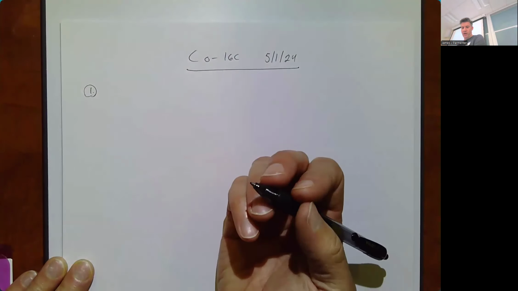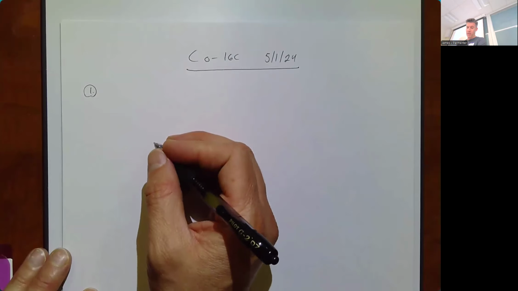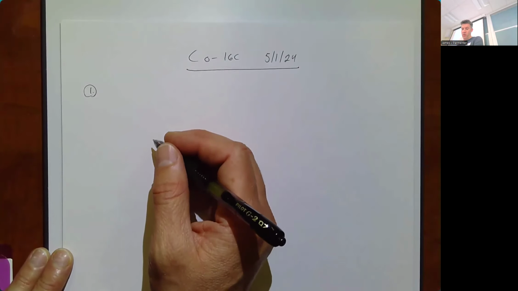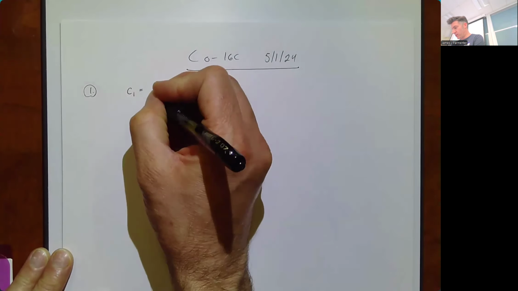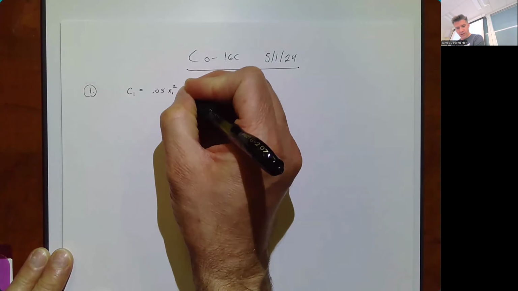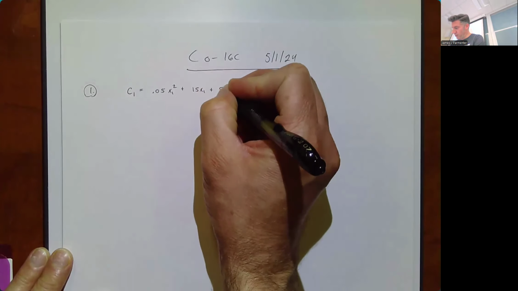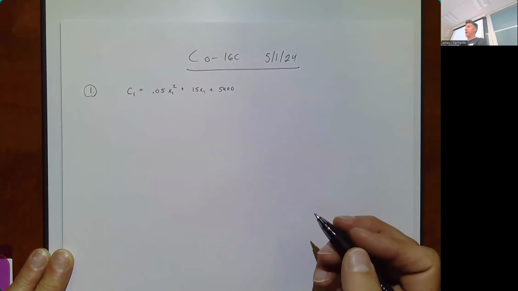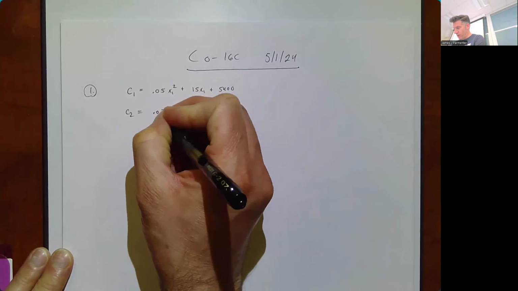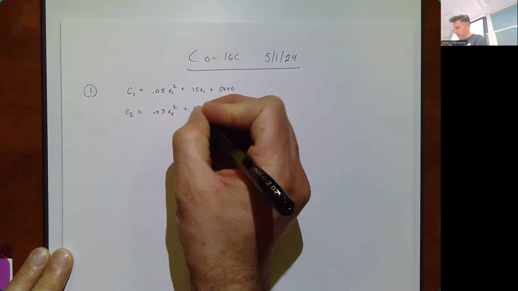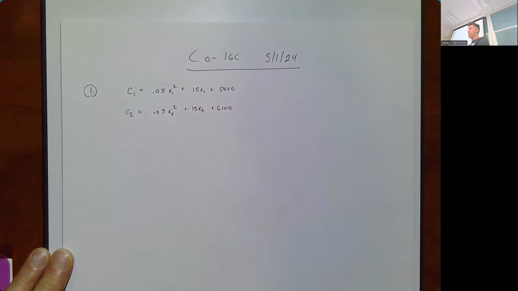The corporation manufactures a high-performance automobile engine product at 2 locations. The cost functions for producing X1 units at location 1 and X2 units at location 2 are given by the following equations. The cost at location 1 is given by C1 = 0.05 X1 squared plus 15 X1 plus 5,400. That's the cost of producing X1 units at location 1. And C2 is given by 0.03 X2 squared plus 15 X2 plus 6,100. That's the cost of producing X2 units at location 2.